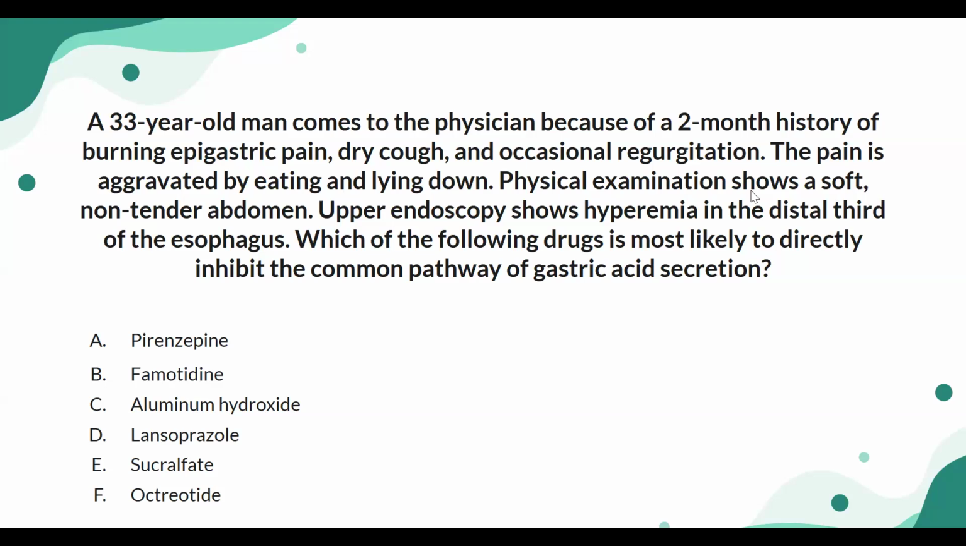Physical examination shows a soft, non-tender abdomen. Upper endoscopy shows hyperemia in the distal third of the esophagus. So there is some sort of esophagitis associated right here. Which of the following drugs is most likely to directly inhibit the common pathway of gastric acid secretion? So we have all of these compounds which do inhibit gastric acid secretion in one way or another. Which of these will do it directly?